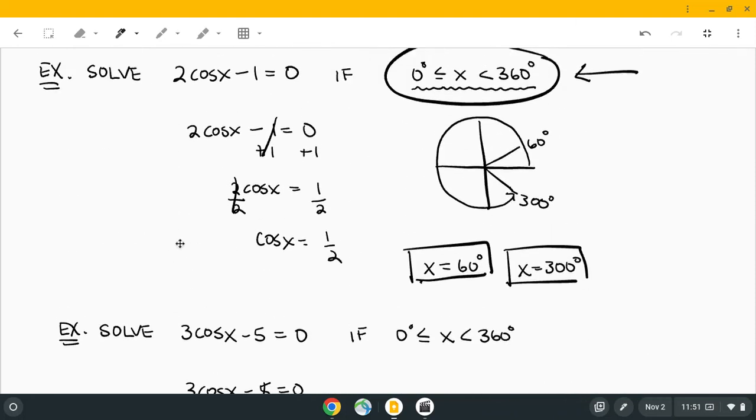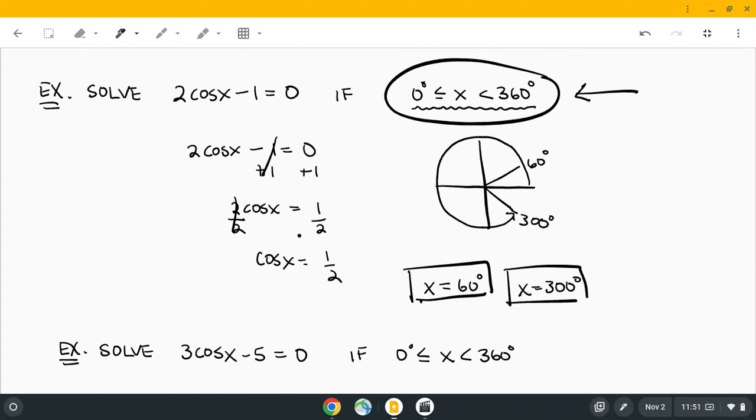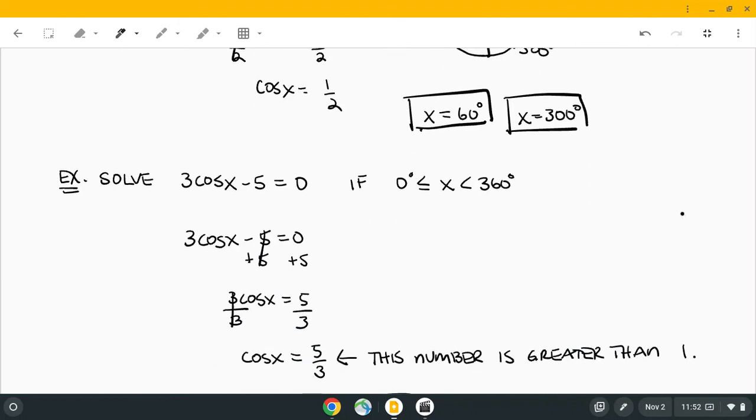Hopefully you have your 30, 45, and 60 and all the quadrantal angles memorized. So that when they say, when is cosine x square root 2 over 2? You should be thinking 45 degrees. And then the other one, all the way around here, 315. Hopefully you have that memorized, or at least have it on a sheet so that when they're asking you what angle should be here, you can look it up quickly.